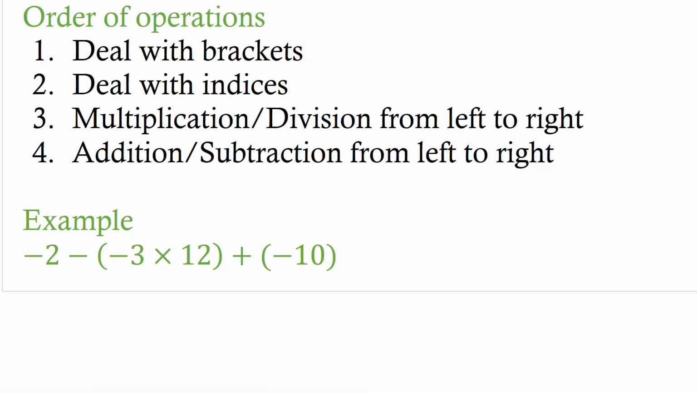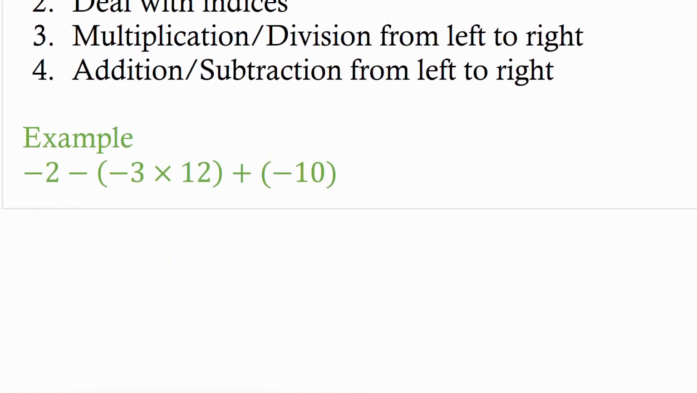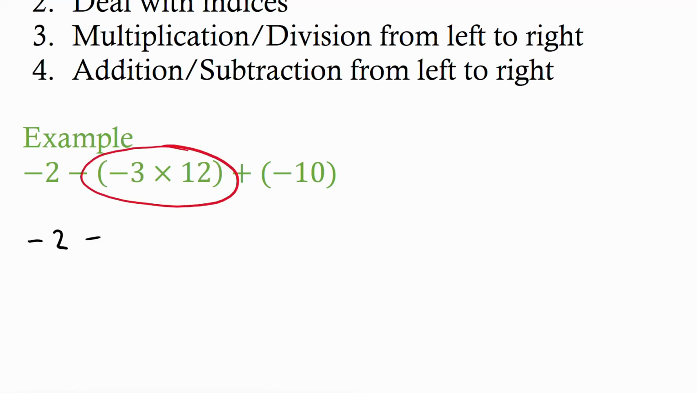First things first, we're going to do our brackets. So negative 2 stays there. We're going to keep that first negative there. And then we have negative 3 times 12, which is negative 36, plus negative 10 over here.